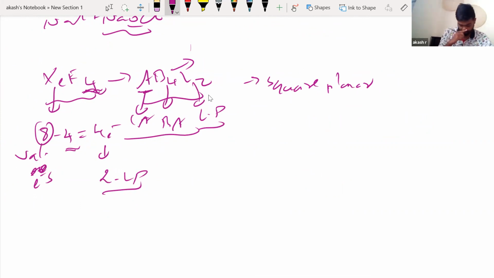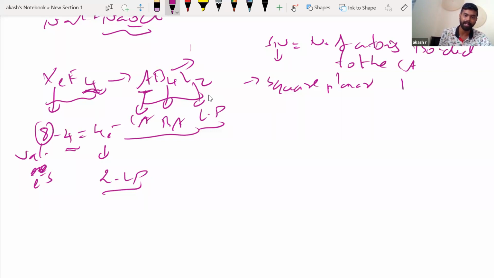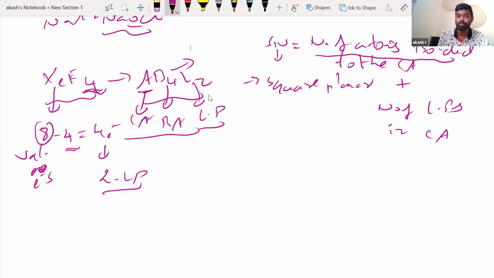The moment you see, I think you have to know something called a steric number. If you know the steric number, you know the hybridization. The steric number is equal to the number of atoms bonded to the central atom plus the number of lone pairs in the central atom. So you have to take into account how many atoms are bonded to the central atom and how many lone pairs are there in the central atom.